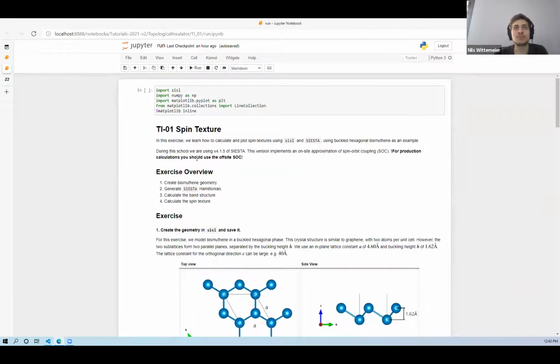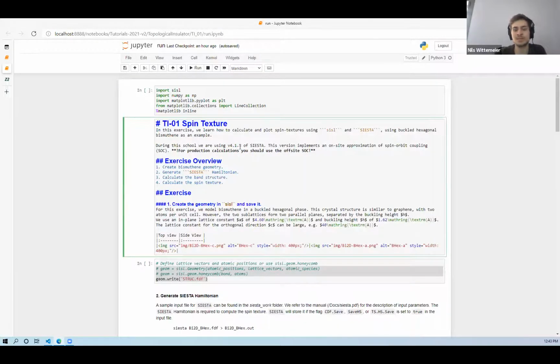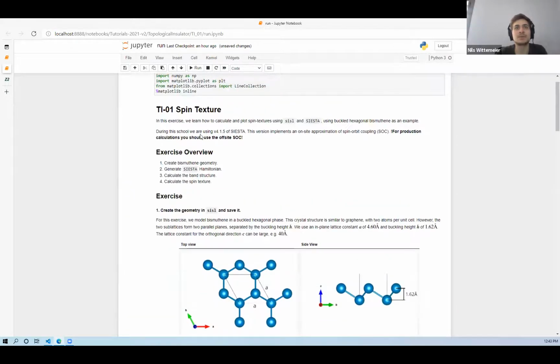And if you want to do something with spin orbit coupling for production calculations, it's important you use newer versions of Siesta, because you'll notice that sometimes it might look like the bands are separated when you're using this 4.15 version of Siesta, but the Z2 invariant calculation might fail.